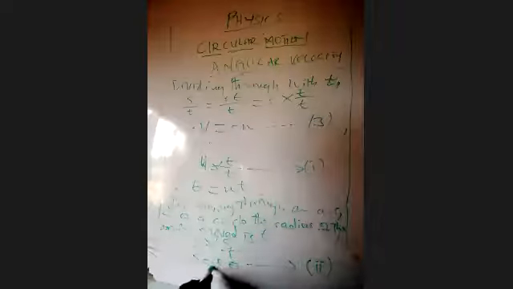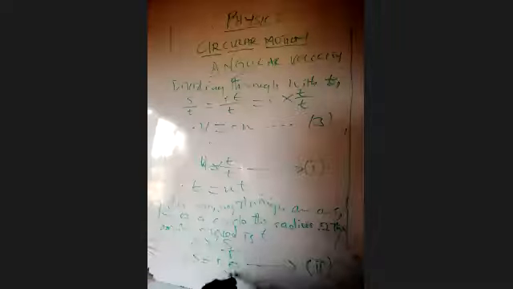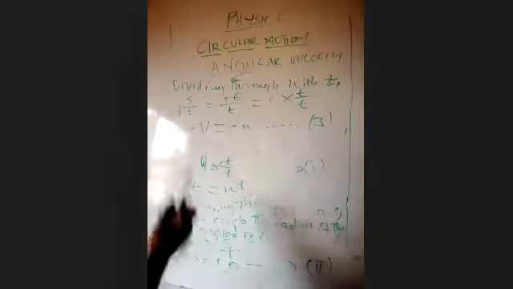So by getting equation 2, we divide through by t. And don't forget that equation 2 is S equals R theta. When we divide through equation 2, S all over t is equal to R theta all over t. And that is what we did here.